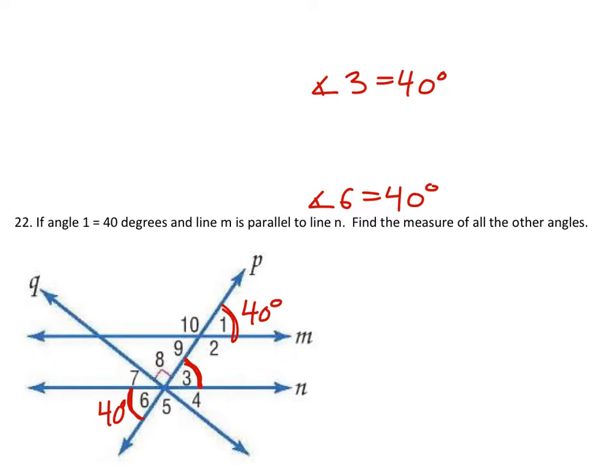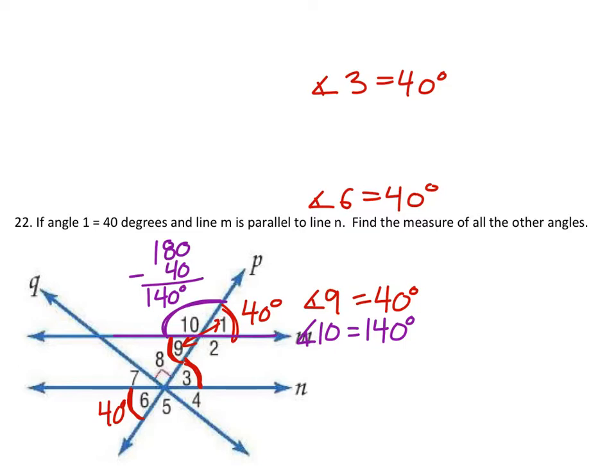And this should help me find pretty much all these other angles. Angle 9 is vertical with angle 1 because it's through the vertex. So angle 9 would also be 40 degrees. But then I've got angle 10 right here, which is a straight angle with angle 1. So that would be 180 degrees minus the 40 degree angle from angle 1. And angle 10 is 140 degrees.